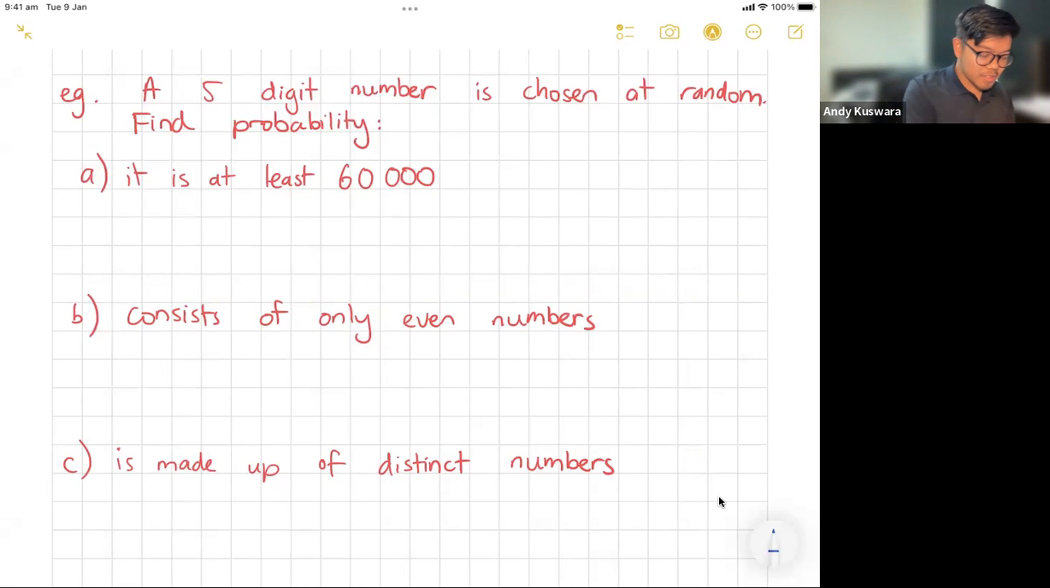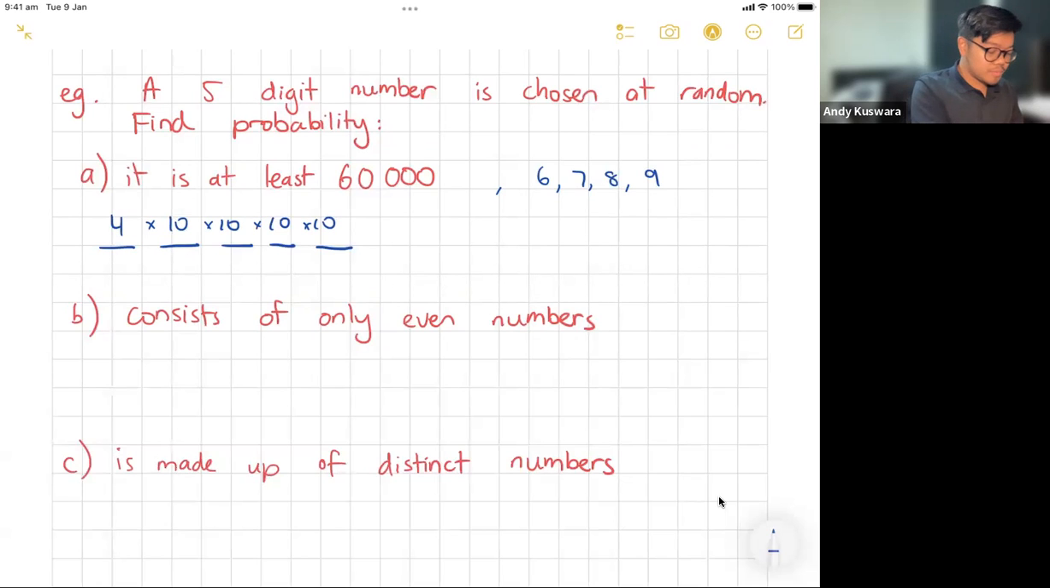So first things first, if I'm picking 5 digits here, 1, 2, 3, 4, 5. If it's at least 60,000, that means the numbers I can choose for the first digit are 6, 7, 8, 9. So I'm going to have 4. And then the next numbers don't really matter as much because I can repeat. So that would be it.